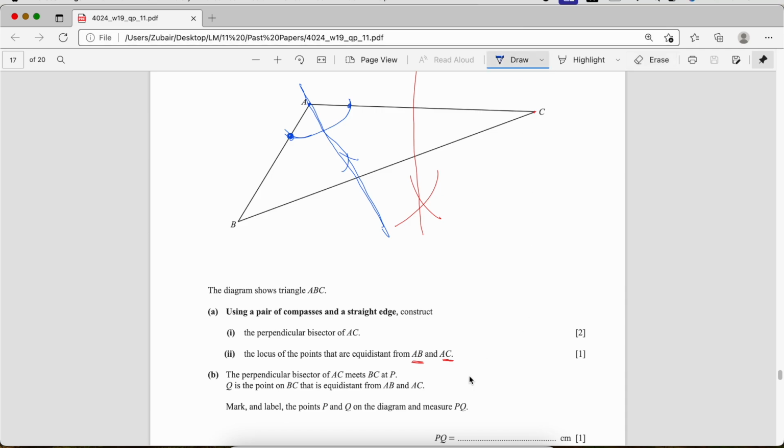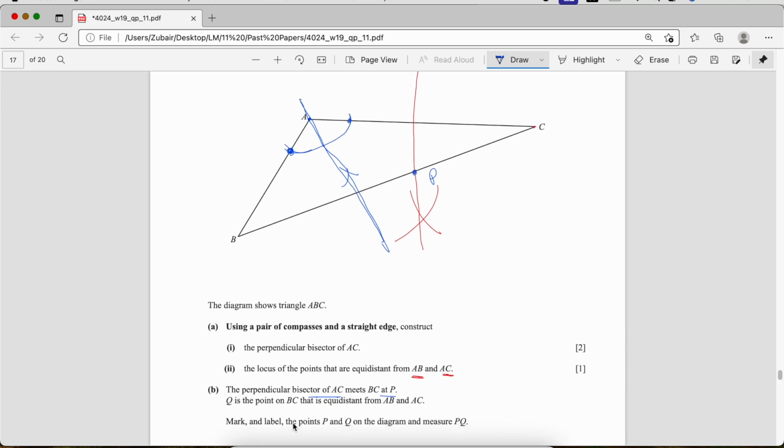Now the locus, defining the locus. Locus is completely not in your syllabus now. The perpendicular bisector of AC meets BC at P. So that's P. Perpendicular bisector of AC meeting BC at P. Q is the point on BC that is equidistant from AB and AC. So that is somewhere on the angle bisector.